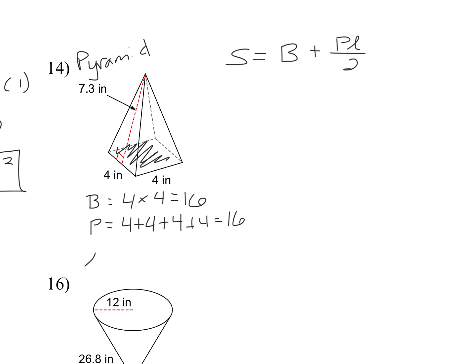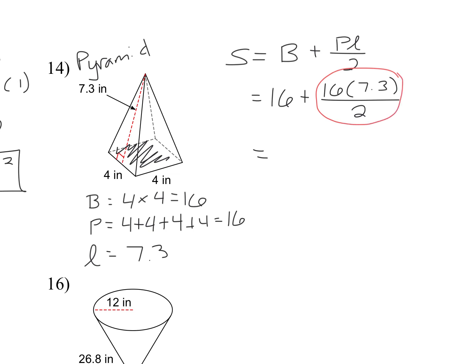And then what does this cursive L stand for? Slant height, which is 7.3. You have all the values, you plug them in. So we have 16 plus 16 times 7.3 divided by 2. When you're solving this equation, what needs to happen first? The 16 times 7.3, because it's in parentheses. This whole thing needs to happen first before you add 16. So you're going to multiply and then divide and then add.